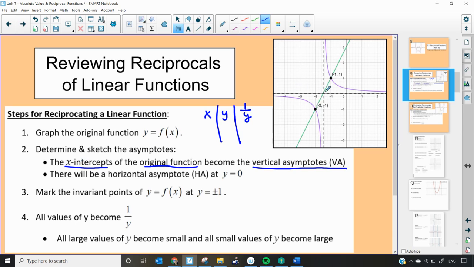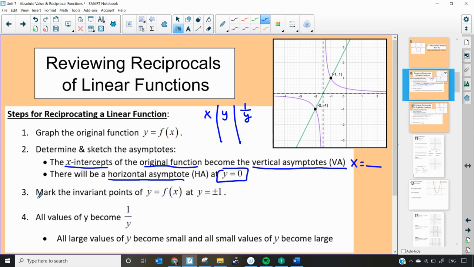And so if we plotted those points here, we would have vertical asymptotes here. So this is a linear graph, so there is only one x-intercept, and that meant there was one vertical asymptote. And that would have occurred at x equals the value of the x-intercept. Now we also learned that there is a horizontal asymptote, HA, at the point y equals 0. And so typically we would sketch those with dotted lines.